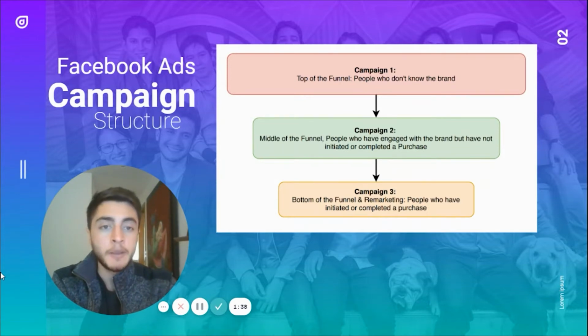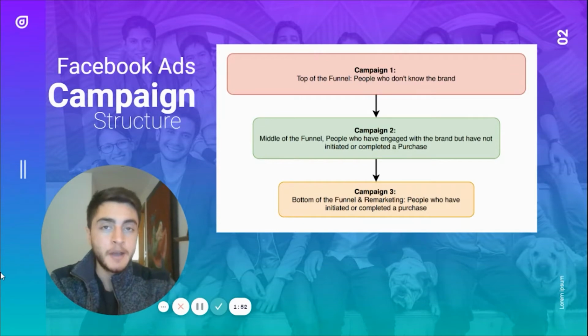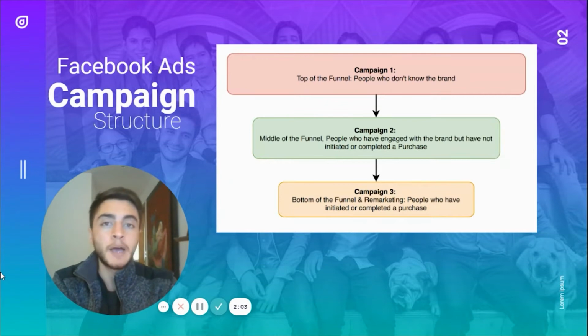Now, the second and third campaigns that we create are lower down in the funnel. That's a middle of the funnel and a bottom of the funnel campaign. The middle of the funnel campaign is essentially people who have engaged with the brand, but they have not initiated or completed a purchase. The bottom of the funnel campaign, as we define it, is comprised of people that have already initiated a purchase, but did not complete it, or it's retargeting to past purchasers.